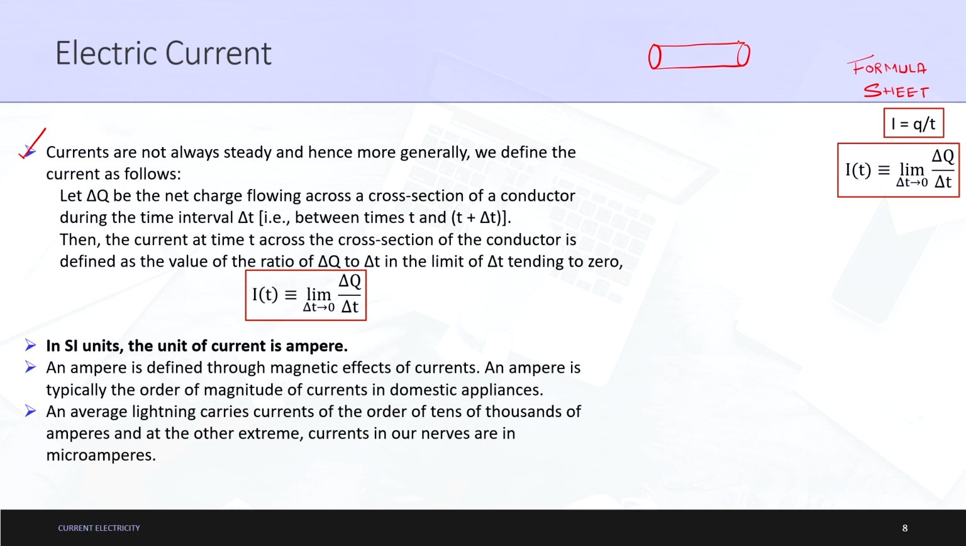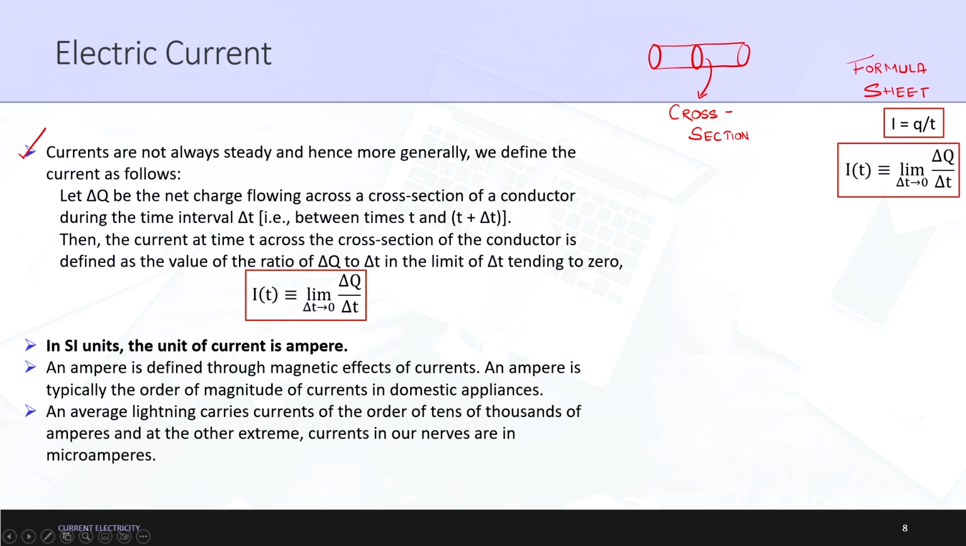Let delta q be the net charge flowing across the cross section. So, this is the cross section here, or let us suppose any point here to be the cross section. Let us say the complete area, anywhere can be the cross section. I am writing it here so that I do not destroy the diagram: cross section.